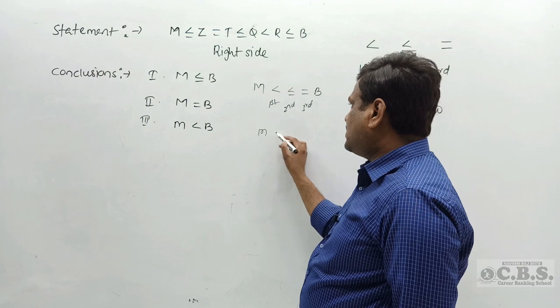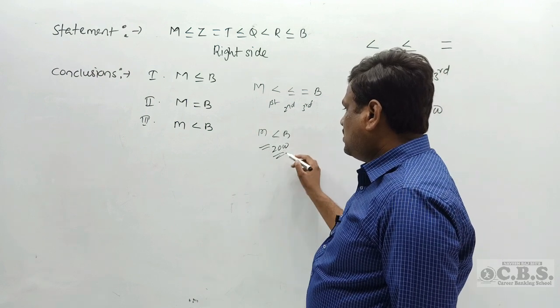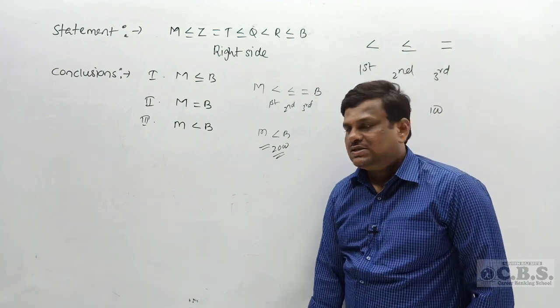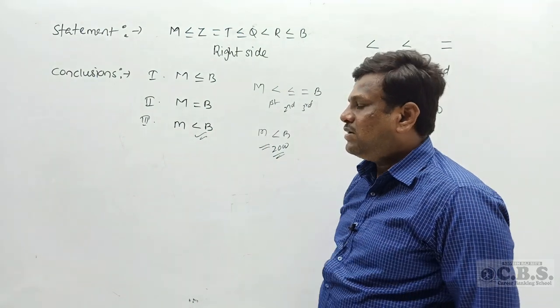So which rank do you prefer? First rank. First rank means M less than B is the absolutely right answer, like the 2000 rupees note. So choose the third conclusion as the right answer.